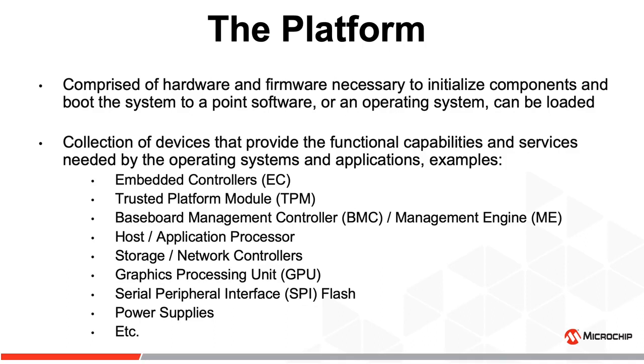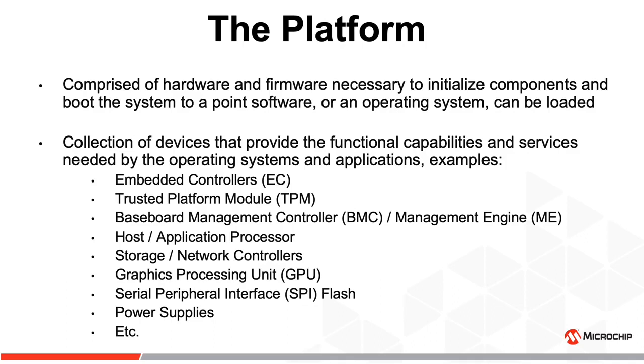There are actually several different components that comprise the platform. You can see them listed here, and they provide the capabilities and the services that the host processor, the operating systems and applications will use. Some examples could be an embedded controller that may be controlling power management, environmental monitoring, et cetera. It could be a trusted platform module, which you're using for security capabilities. It could be the baseboard management controller or a management engine if you have those in the system. But typically, what you're also going to see is the storage and the network controllers.